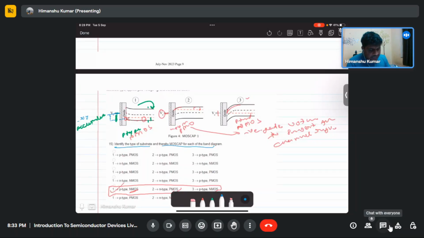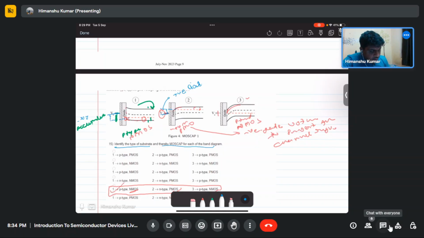And in the second case, as you can see, this is the Fermi level in the metal. The Fermi level in the metal is less than the Fermi level in the conduction band, and that is possible only if you apply a positive bias. A positive bias will pull the band down. So basically this is an applied positive bias, and your interface is becoming more n-type.